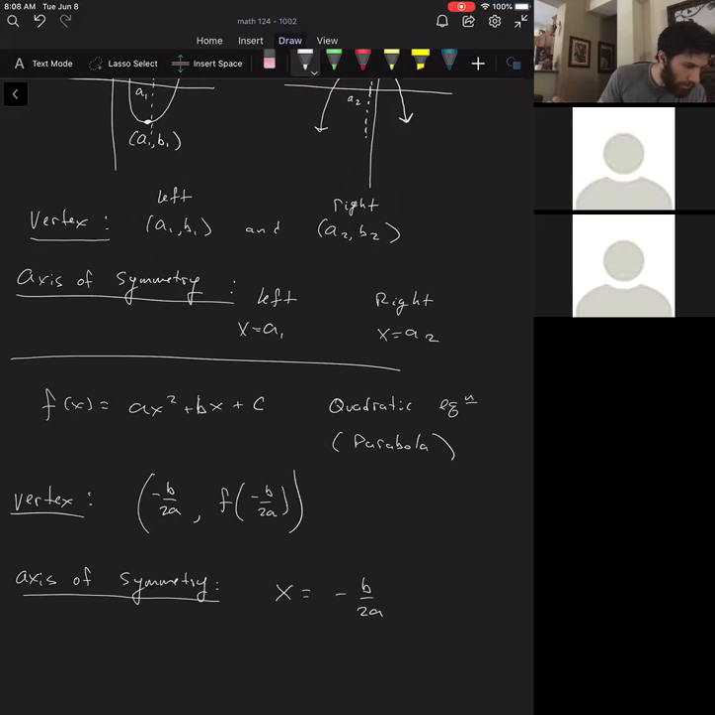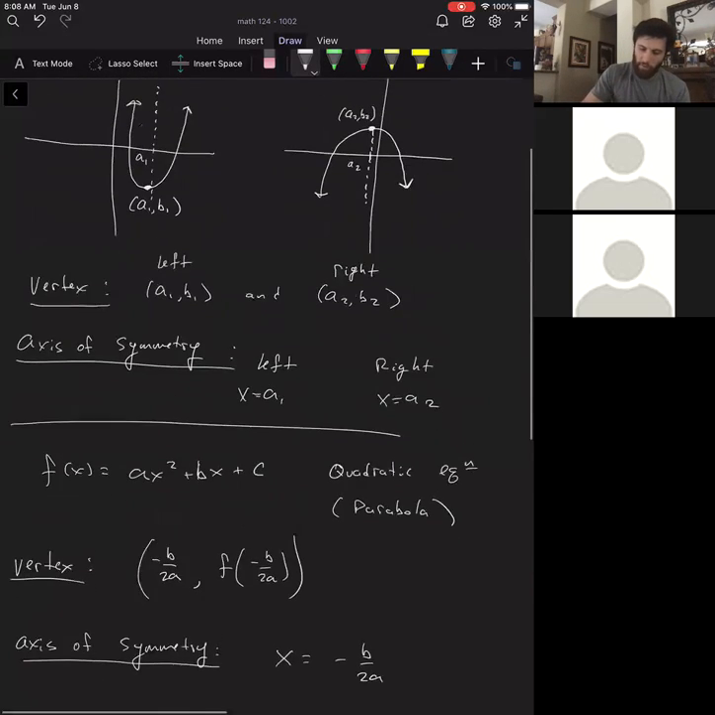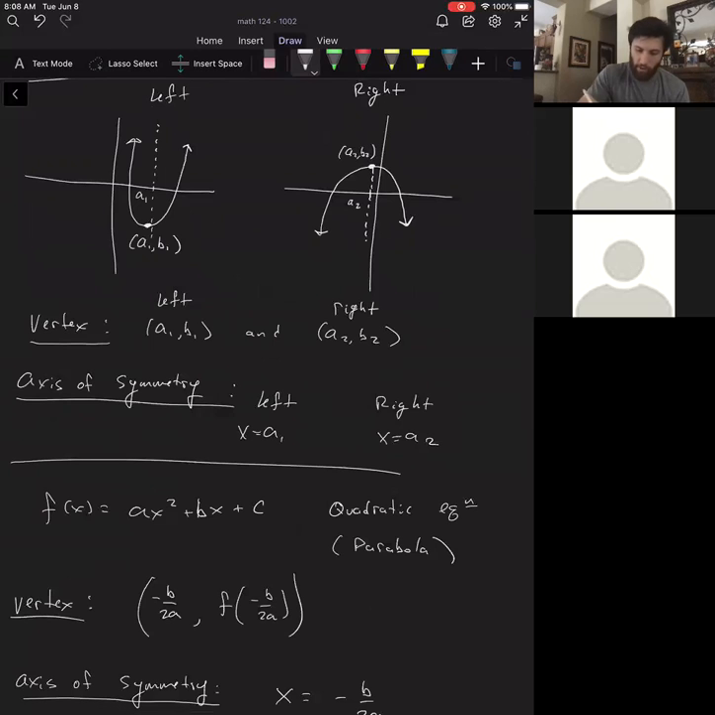I believe that's really all we need. Oh, I guess also, if we look at this picture above, this vertex is either going to be the biggest value of the graph or the smallest value of the graph. On the left-hand side, the vertex is the smallest point on the graph because the graph just keeps going up to infinity on both sides. And on the right-hand side, the vertex is the biggest point of the graph because the graph just keeps moving down forever. So depending on the situation, the vertex is either going to be a maximum or a minimum.